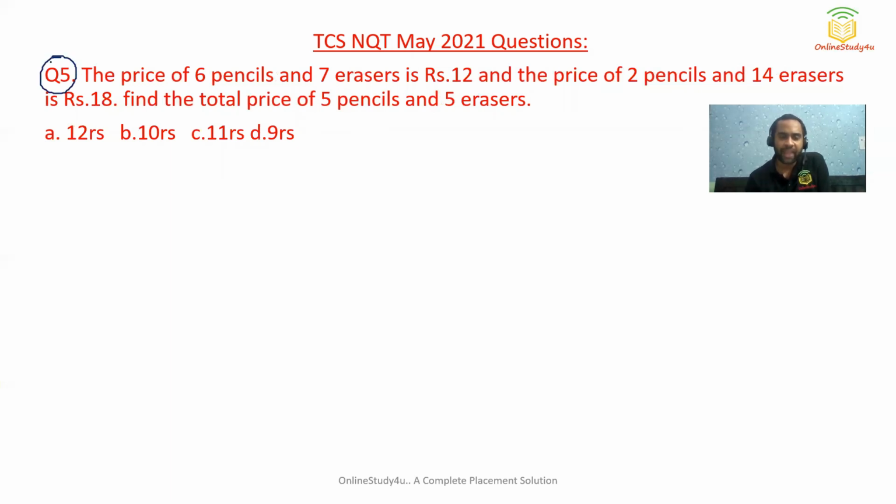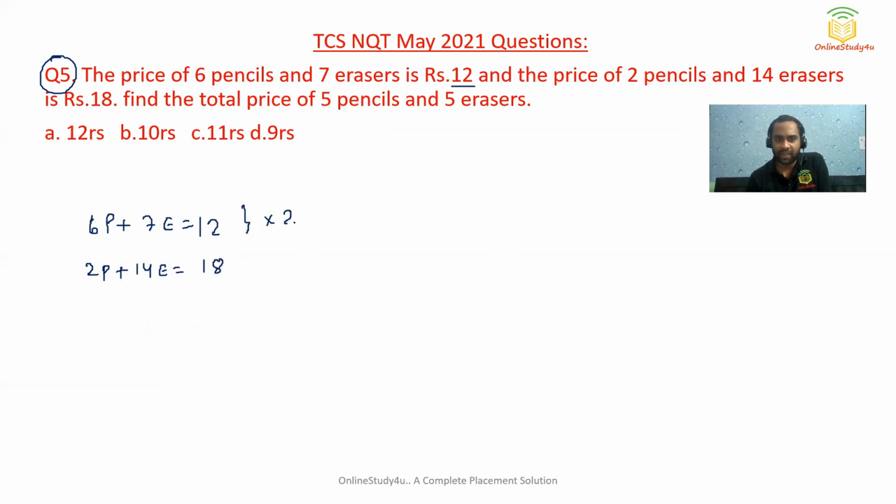Now friends, question number 5. So it's an easy problem. It's a simplification problem. The price of 6 pencils plus 7 erasers, you have to make 2 linear equations and then solve. Okay, is equal to 12 rupees. And the price of 2 pencils plus 14 erasers will be equal to 18 rupees.